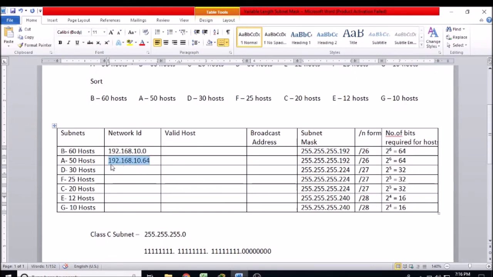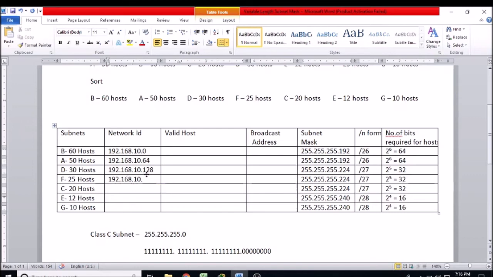Okay. So the next one is, what will be the network ID for D? I am copying and pasting it here. 64 plus, you have to check the previous host requirement. What is the previous subnet of D? A, right? So its host requirement is 64. So previously it was 64, plus the requirement, 64. So it is going to be 128. Are you clear?